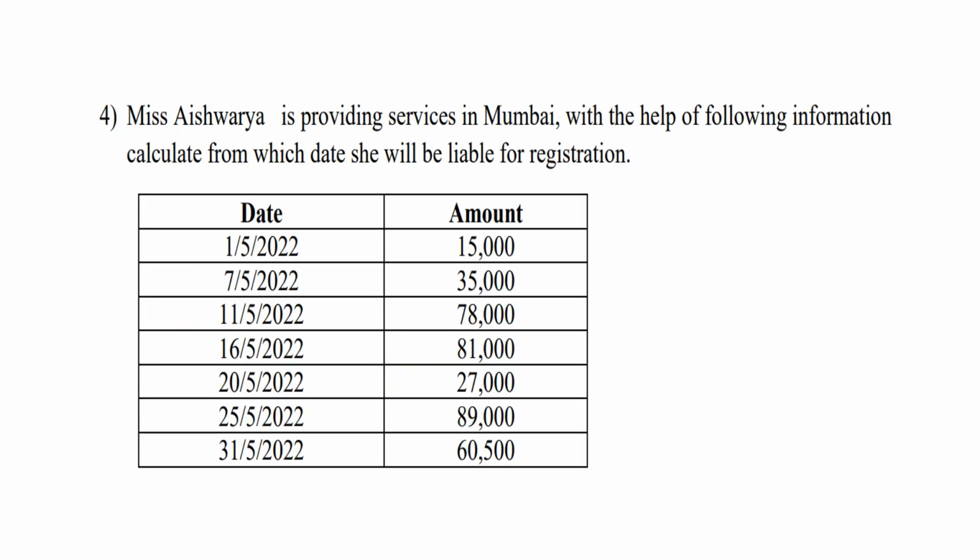Let's see the next sum. Problem sum number 4. Miss Ashwaria is providing services in Mumbai. With the help of the following information, calculate from which date she will be liable for registration. So you will have all the dates here from 1/5/2020 till 31/5/2020. They have given all the transactions and the amounts 15,000, 35,000 and so on. So let's see the problem sum.